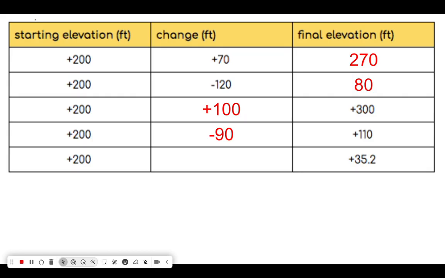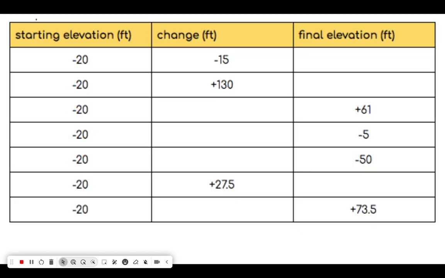And if our starting elevation is 200 and our final elevation is 35.2, then our change has to be negative 164.8. So go ahead and check those answers, correct any mistakes that you made before moving on. Pause the video if you need to.